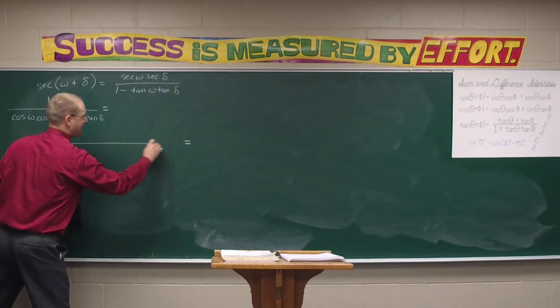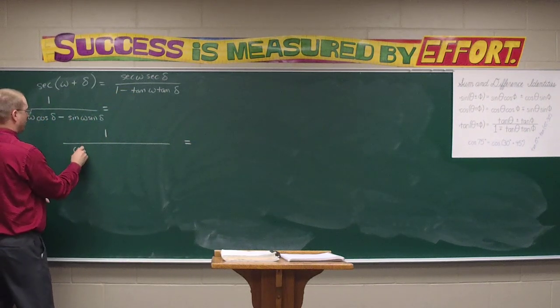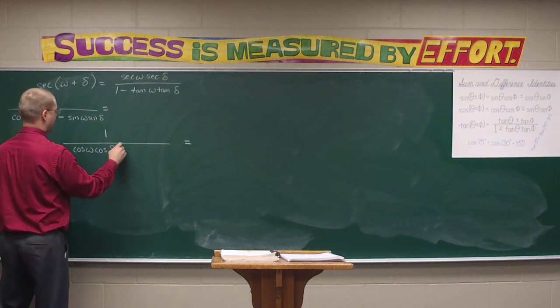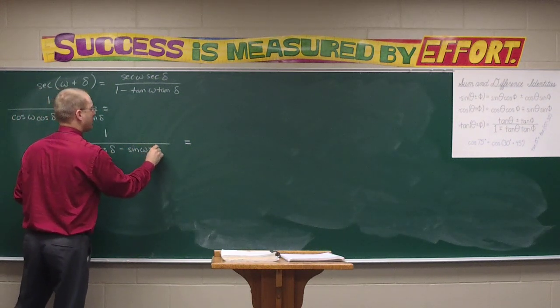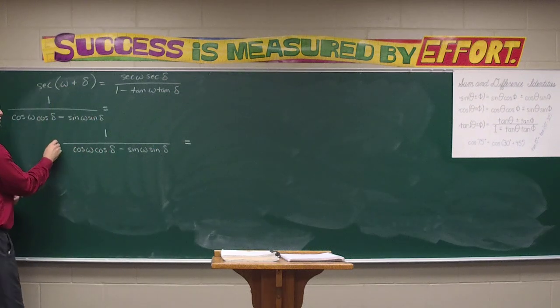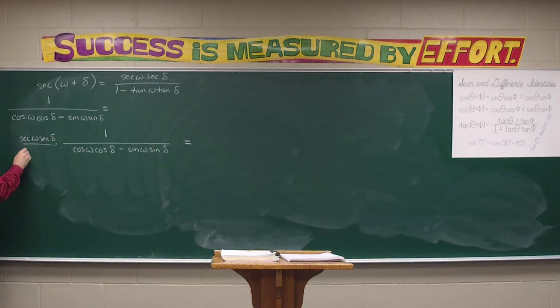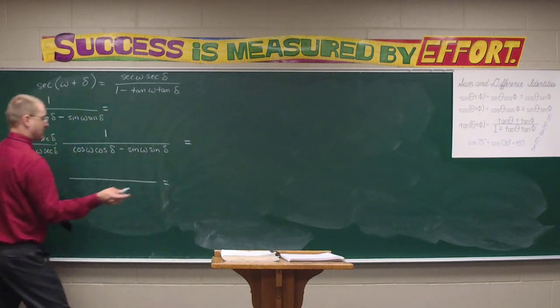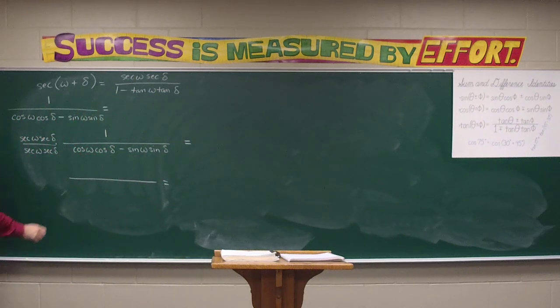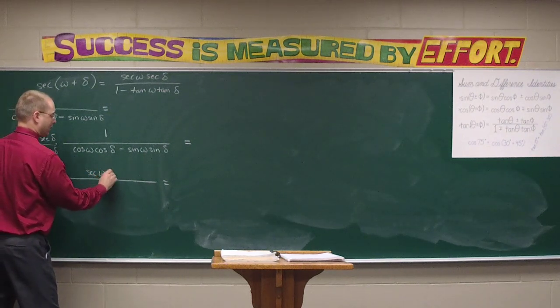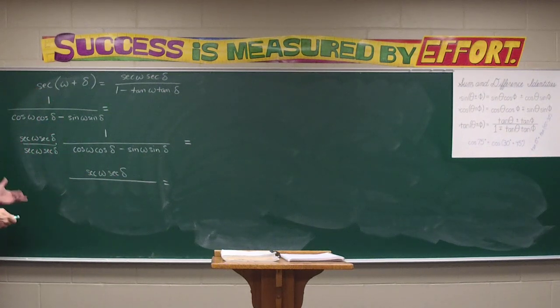All right, so we've got 1 over cosine omega cosine delta minus sine omega sine delta. And we're going to multiply this by secant omega secant delta over secant omega secant delta, right? Of course you can't just multiply the top. You've got to multiply top and bottom by the same thing. But my numerator is going to be what now, class? Secant omega secant delta. I'm halfway done. I've made the numerator match. Now it's just the denominator that's left.